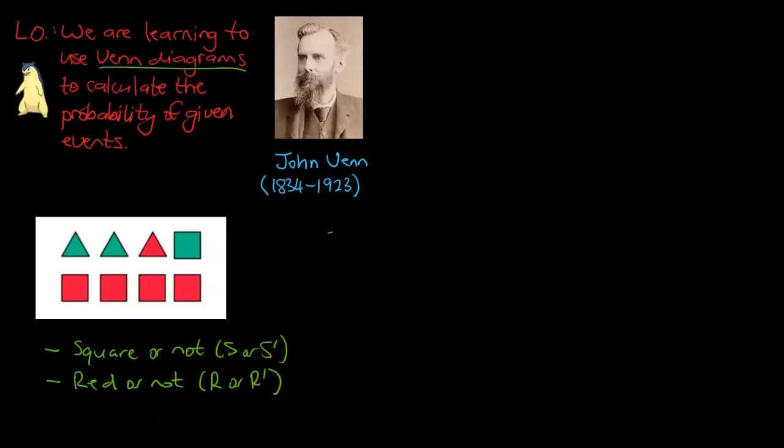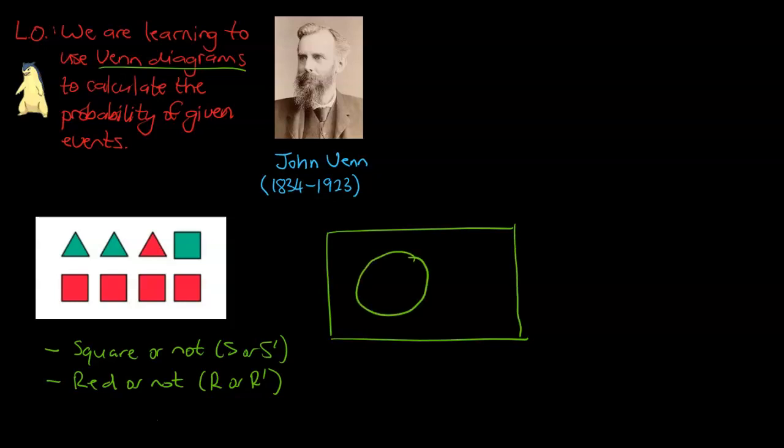So I'm going to draw my Venn diagram. So there's my rectangle, and I'm going to draw circle number 1, and I'm going to say this circle here would be all the squares, and then finally I'm going to draw a second circle over here, and this circle would be all the red things. And what we're going to do is think about all the spaces. So let's think about this middle space here.